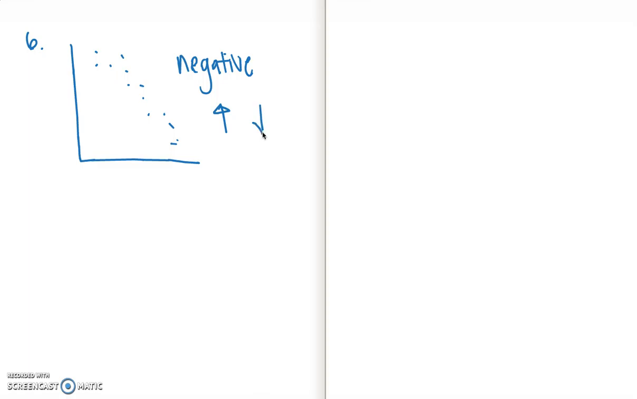Number 6, I'm not going to do this one exact, but if we were to look at number 6, the data points, we did this one in class, are going to look roughly like this. And this would be an example of a negative correlation. As one thing goes up, the other goes down. Okay, and so it appears as we have something going up, the other one would be going down in value.